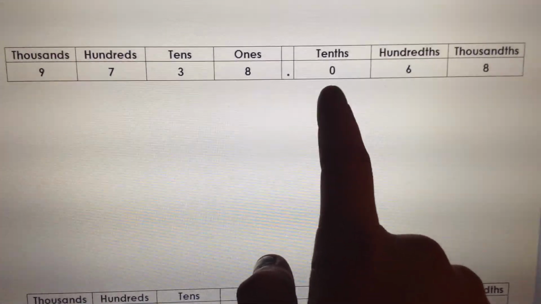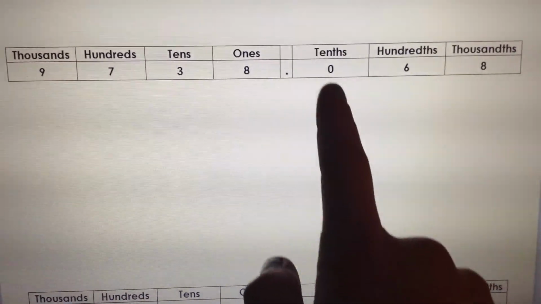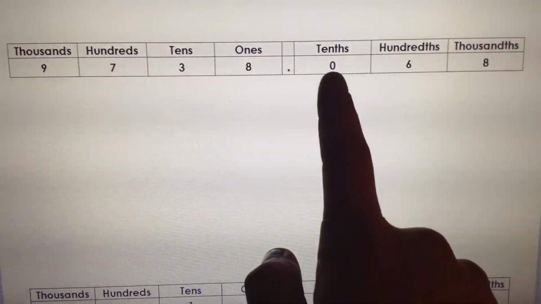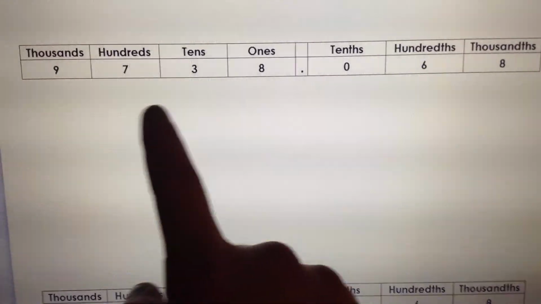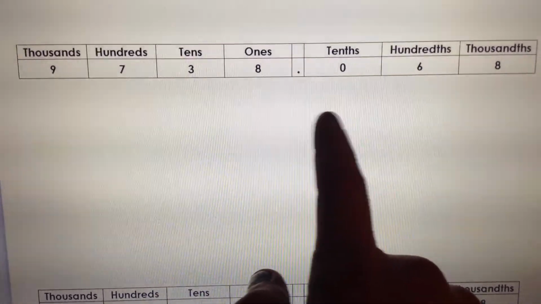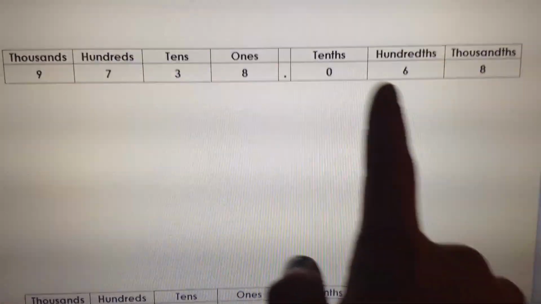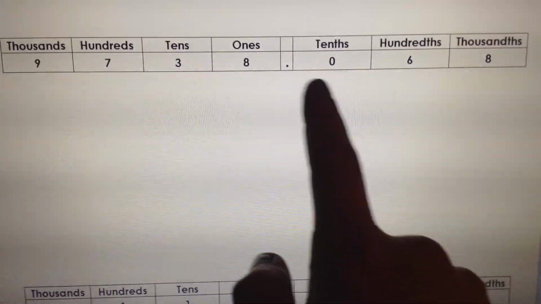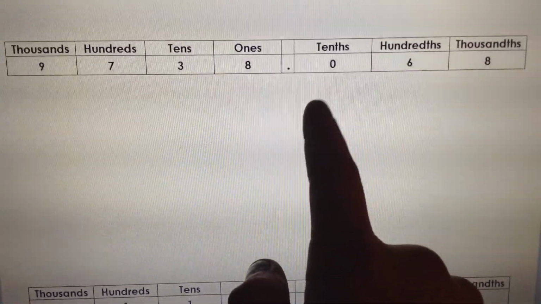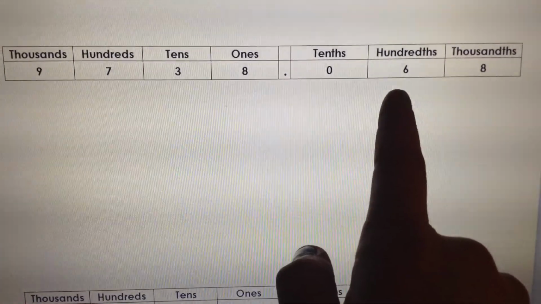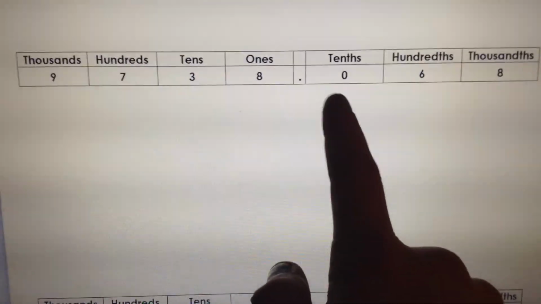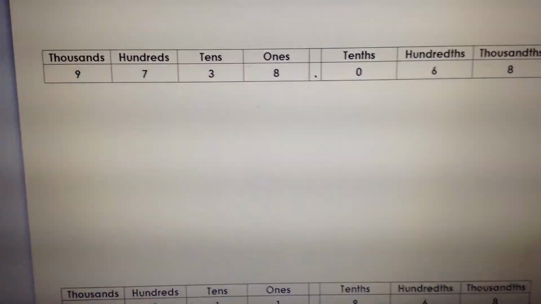The same goes to the right of the decimal point. If we don't have anything in the tenths place, we put a zero there as a placeholder. The number 9,738.068 is a very different number than 0.68. That would be 68 hundredths. This number is 68 thousandths. So just a reminder that our zeros matter.